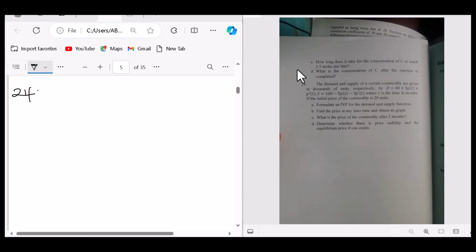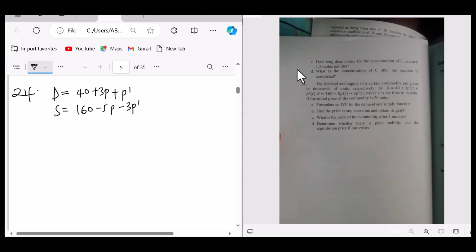So let's look at question 24. It reads: the demand and supply of a certain commodity are given in thousands of units respectively by D = 40 + 3P + P prime, and S = 160 - 5P - 3P prime, where t is the time in months.